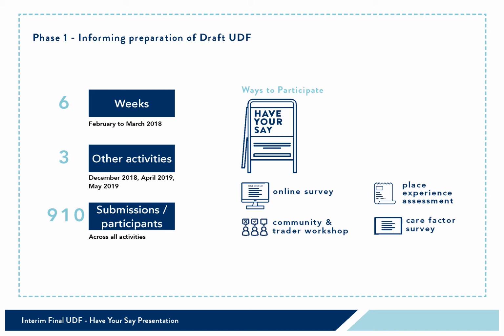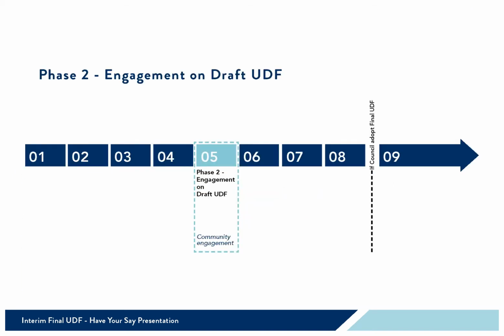A total of 910 submissions and participants formed part of this first phase across all activities, which helped to inform preparation of the draft UDF. The second phase of community engagement was geared towards gaining community feedback on the recommendations and proposals in the draft UDF.